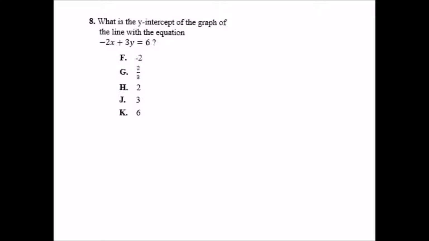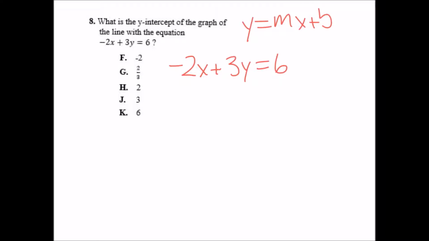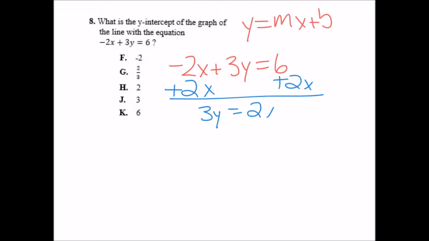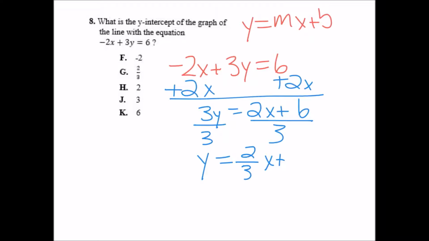Question 8 asks what is the y-intercept of the graph of the line with the equation negative 2x plus 3y equals 6. In order to find the y-intercept, we have to put it in slope-intercept form, y equals mx plus b, which means we need to keep the y on this side and move the 2x to the other side by adding 2x to both sides. We get 3y equals 2x plus 6. But we need to find out what y is, so we divide both sides by 3. We get y equals 2/3 x plus 6 over 3, which is 2. The y-intercept is this right here. That's our b term. It's 2. Correct answer is H.